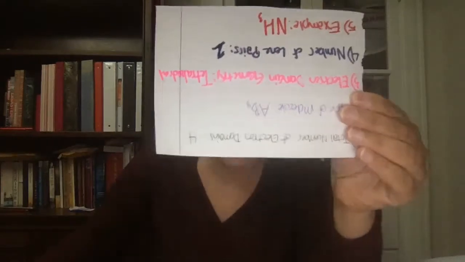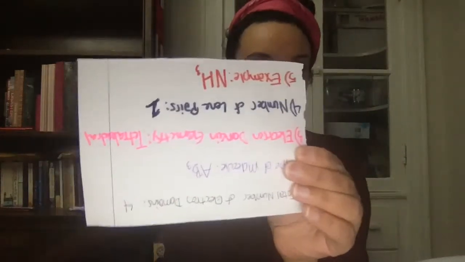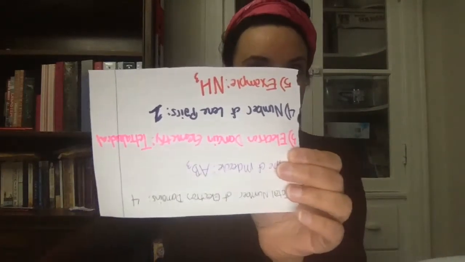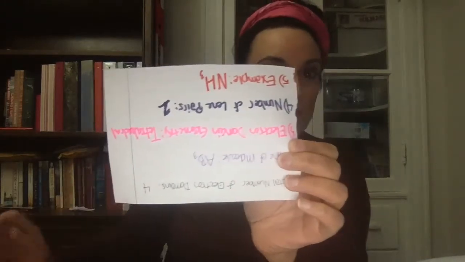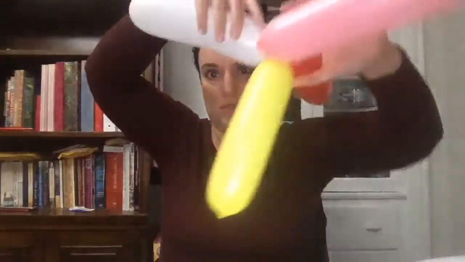The total number of electron domains is 4. The type of molecule is AB3. The number of lone pairs is 1. And the placement of the lone pair would be right here in the middle of them. It has a molecular geometry that is trigonal pyramidal. And an example of this would be NH3, aka ammonia.